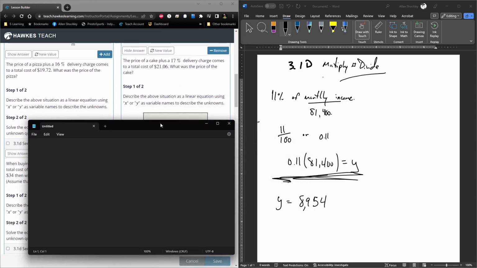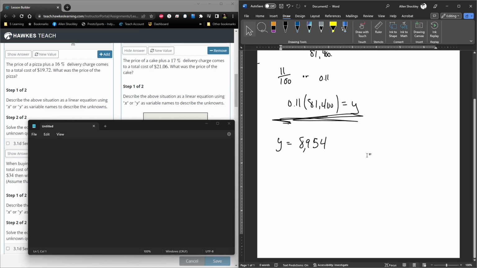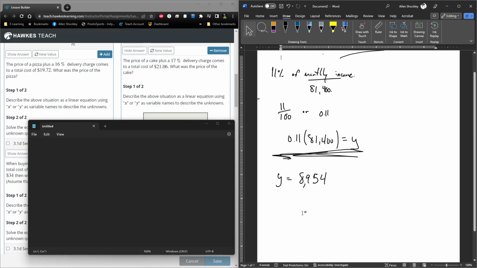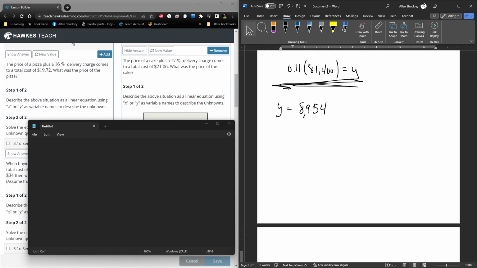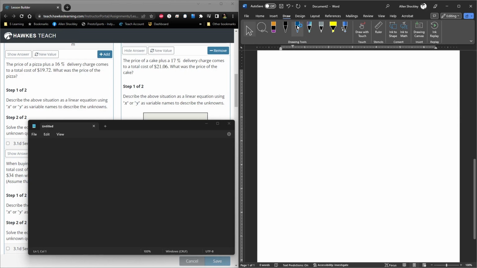Okay. So this time, scroll down. And we're going to say, hey, give us a new page. Perfect. All right. So the price of a cupcake plus 17% of the delivery charge comes to a total cost of $21.06. What was the price of the cupcake? Or what was the price of the cake?